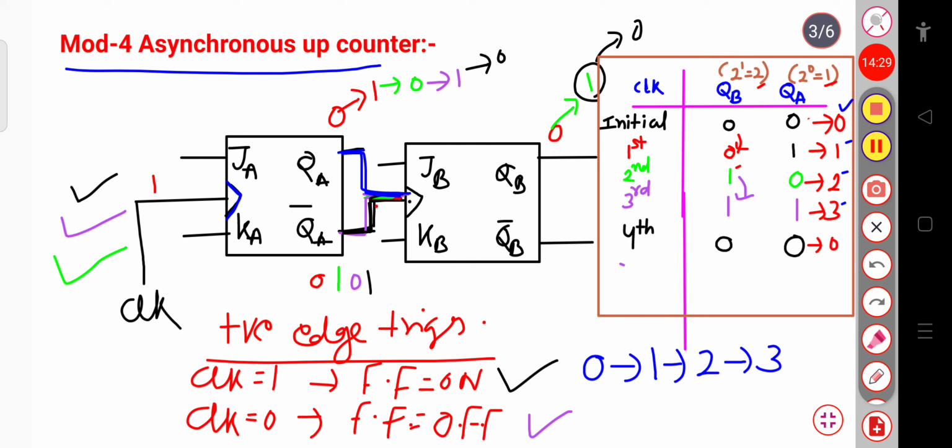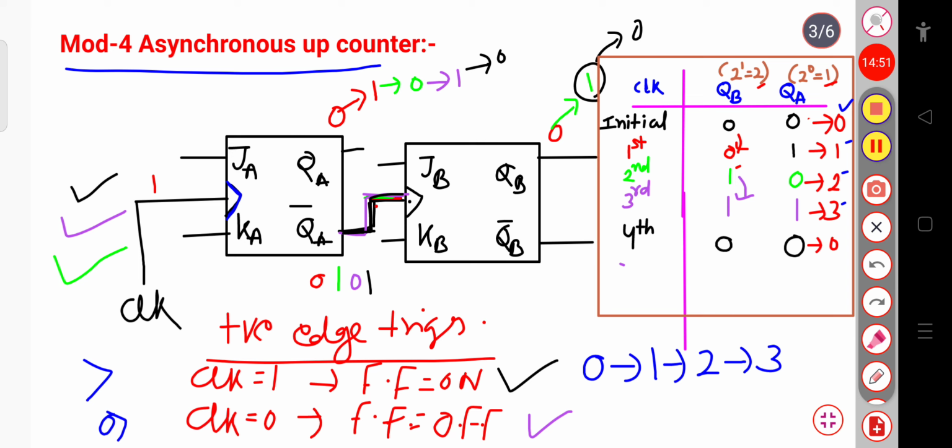Similarly, for negative edge triggering, in the case of positive triggering we give the clock pulse like this in the form of an arrow. But in the case of negative edge triggering, we give a bubble with an arrow. This is the basic difference between positive triggering and negative edge triggering.